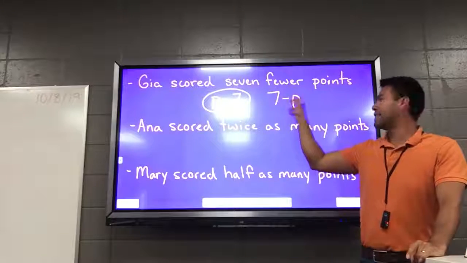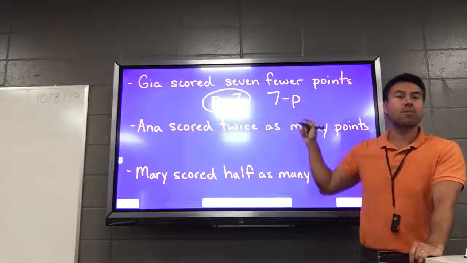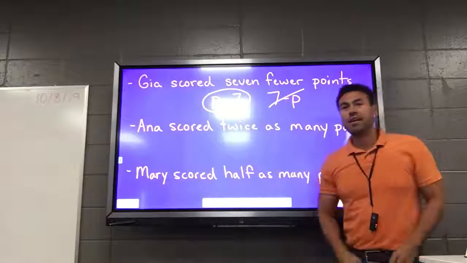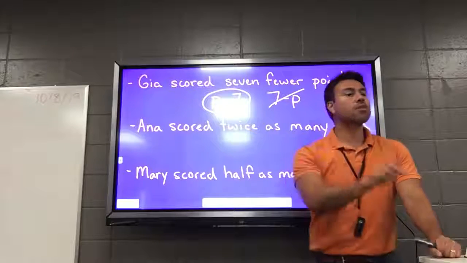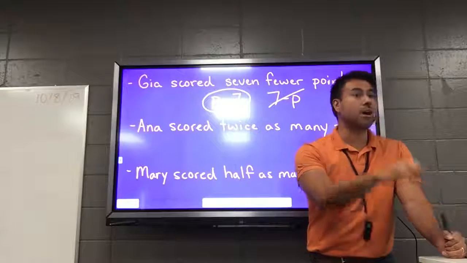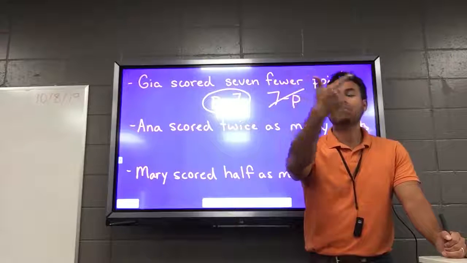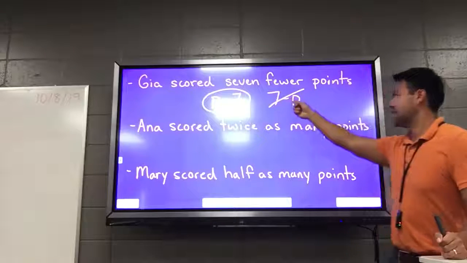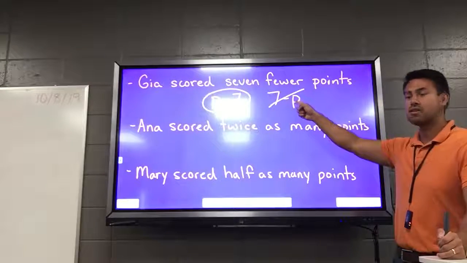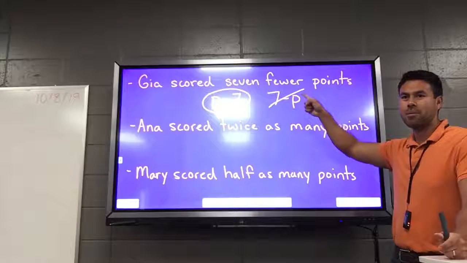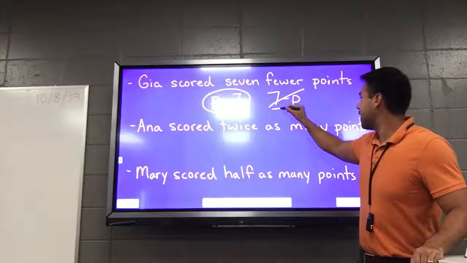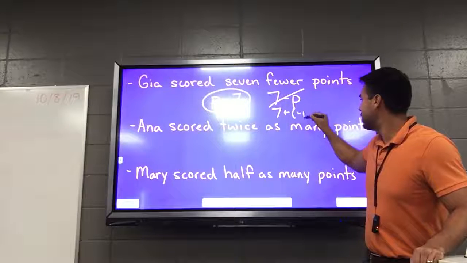Okay, why is this not acceptable? Think of your properties. What were the properties we were dealing with last chapter? Properties of addition and multiplication, not subtraction. So you can't do that. But there is a way to write a negative sign in that problem. Can you do 7 plus negative p?